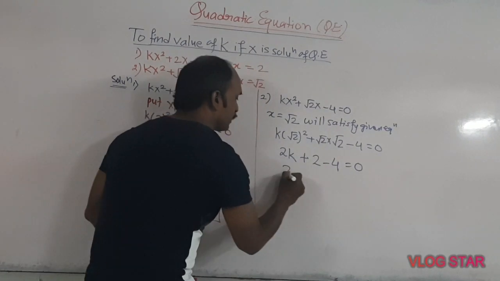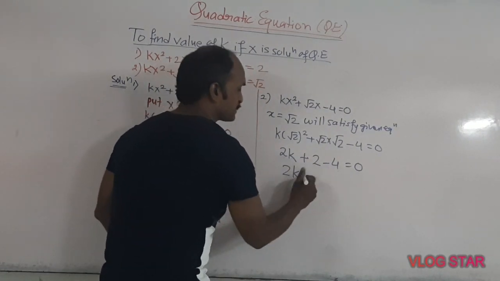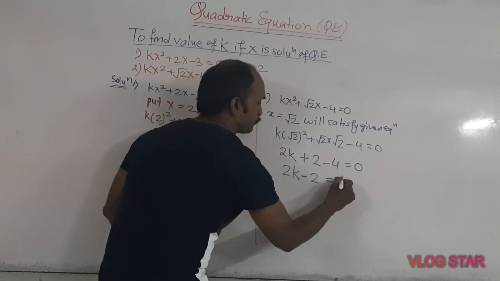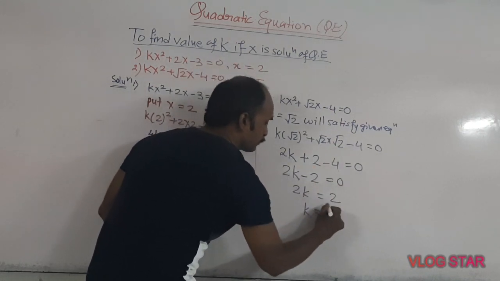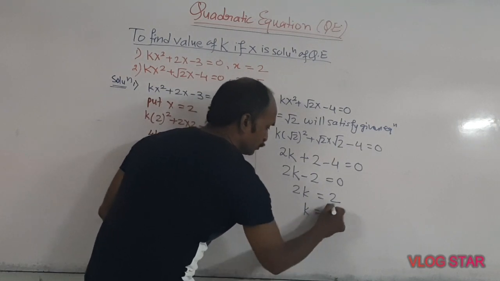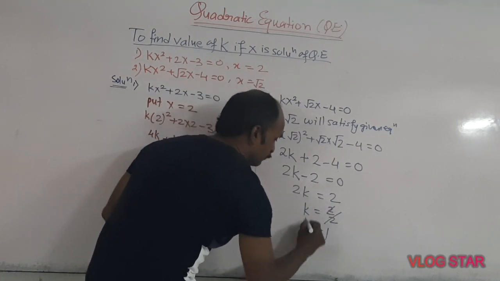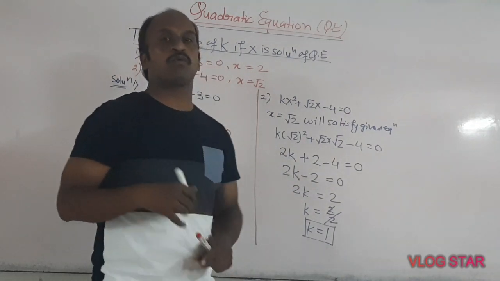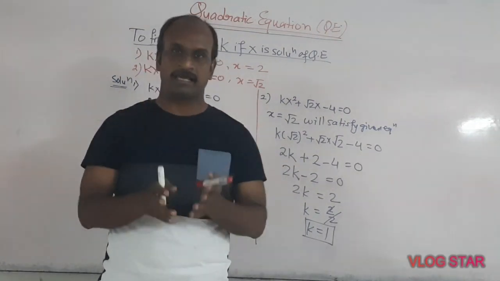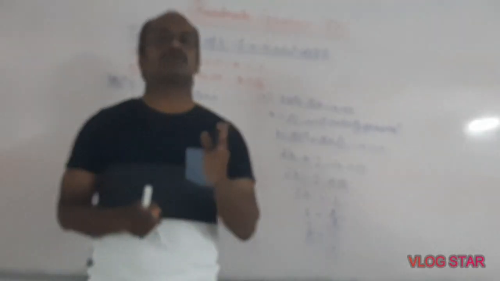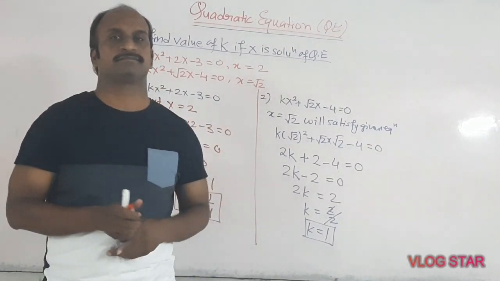Then 2k remains as it is. 2 minus 4 is minus 2 is equal to 0. So 2k is equal to 2. k is equal to 2 upon 2. So 2 cancel. We will get k is equal to 1. So what we have learned here is how to find out the value of the constant k when the solution of the quadratic equation is given.